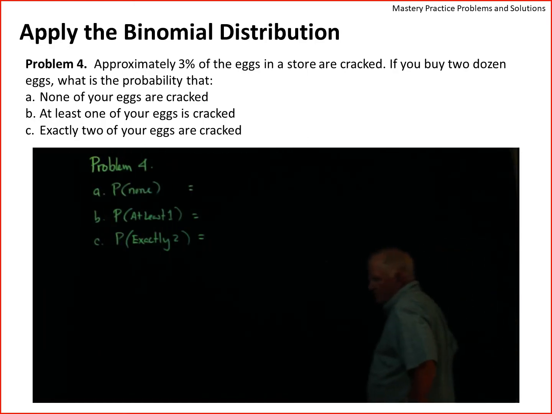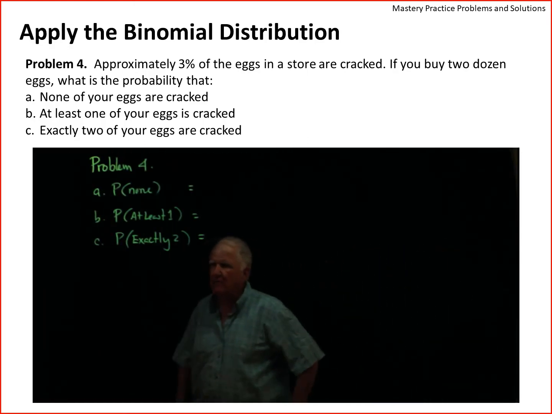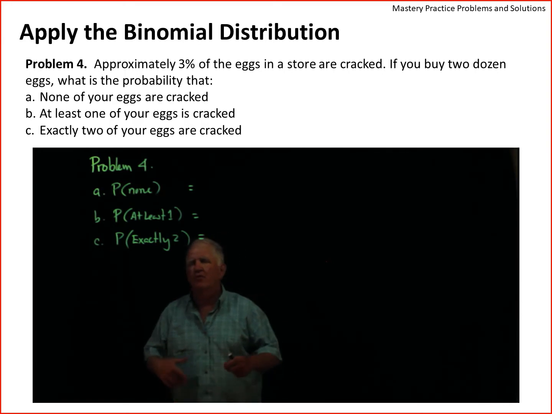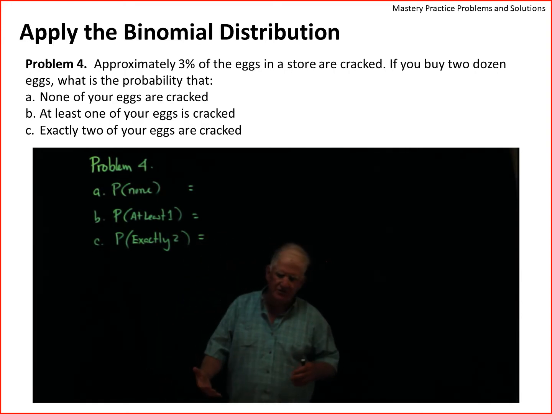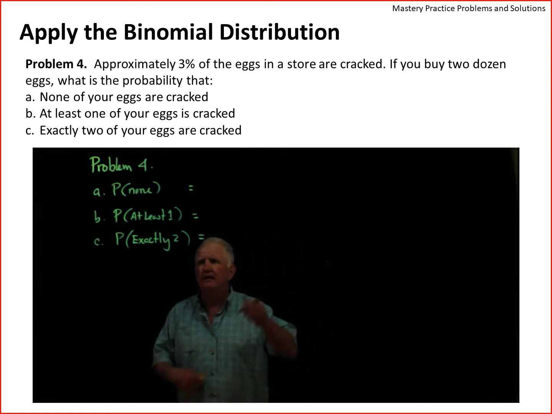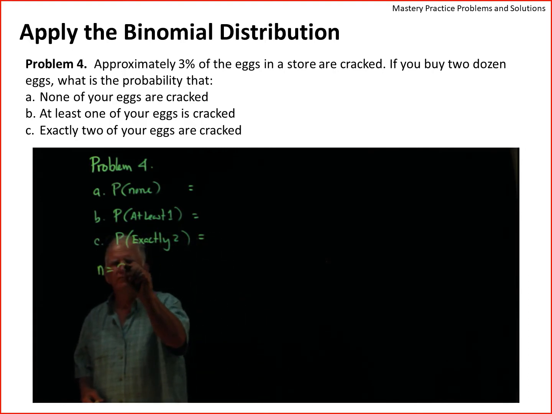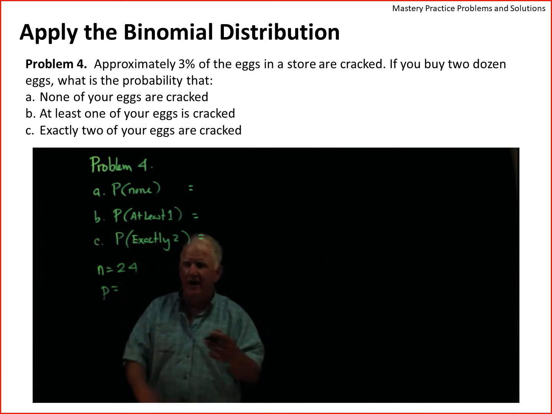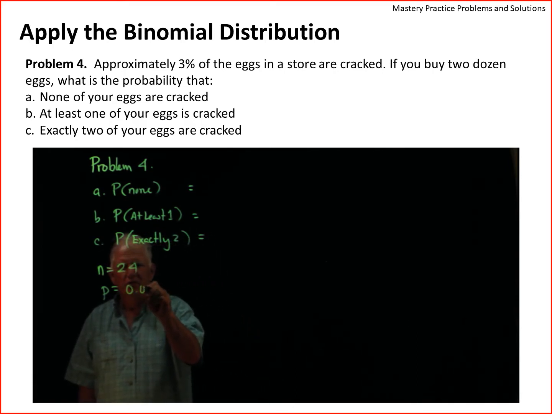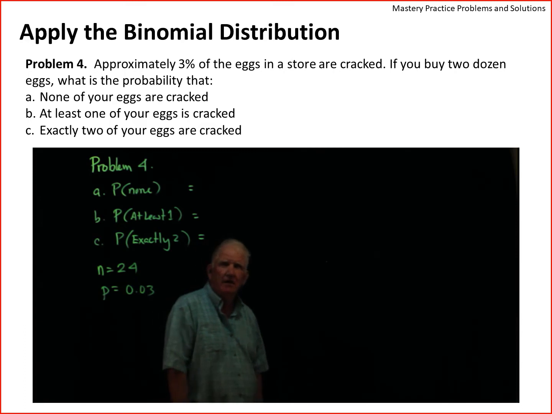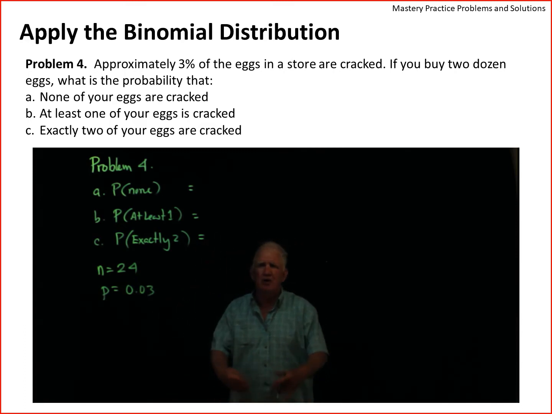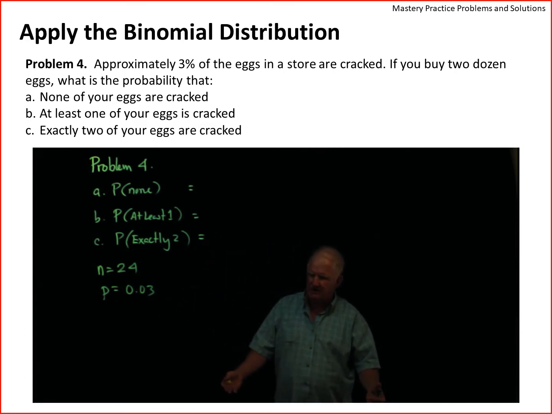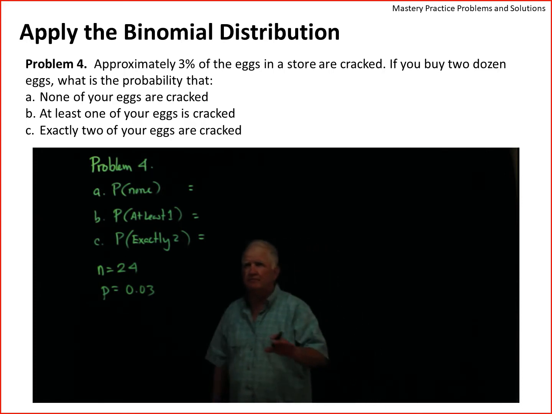All right, on to problem 4 in this binomial probabilities section. Problem 4 is about eggs in the grocery store. There is a 3% defect probability that you've got a cracked egg. And N is 24, 2 dozen. P, again, in this case, success means a cracked egg, and it is 0.033. First question is, find the probability that in these 2 dozen eggs, nobody's cracked.